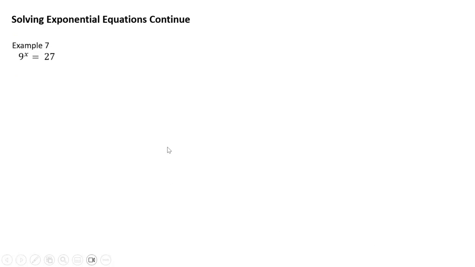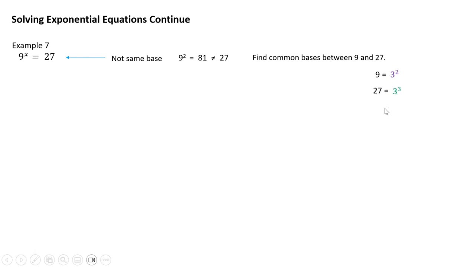Solving exponential function equations, to continue. Example 7. We have 9 to the x power equals 27. Here, guys, let's see if 9 to a power will give me 27. You see, they're not the same base. We know that 9 squared equals 81, which is not 27. So we have to rewrite both the 9 to the x and 27 with a common base. The common base is going to be 3. Why? Because 9 equals 3 squared and 27 equals 3 cubed.